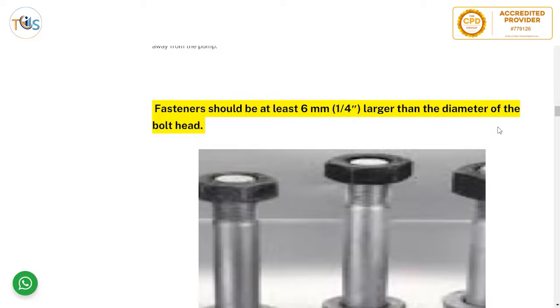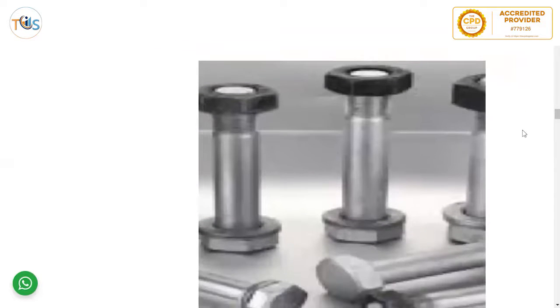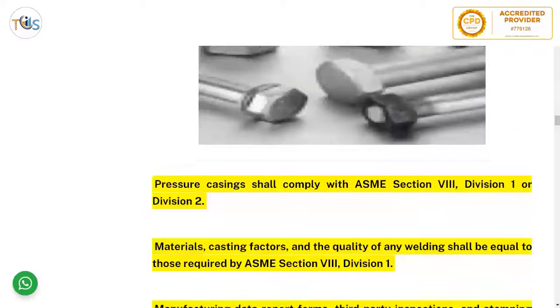Fasteners should be at least a quarter inch or 6 millimeters larger than the diameter of the bolt head. That's for tolerance. This is normal.